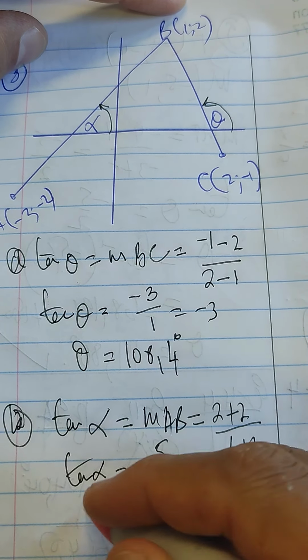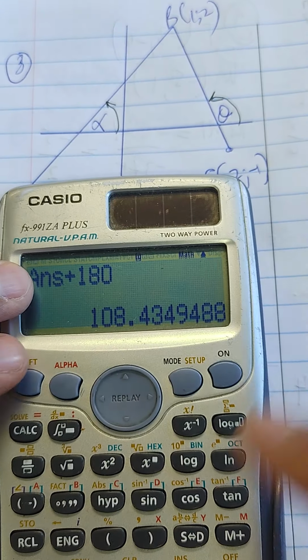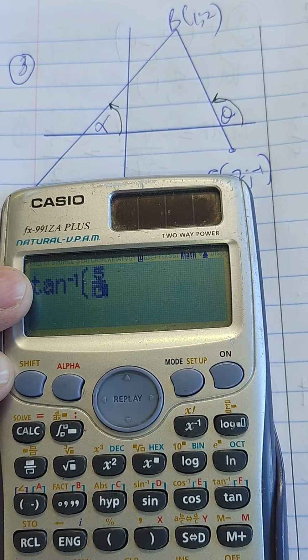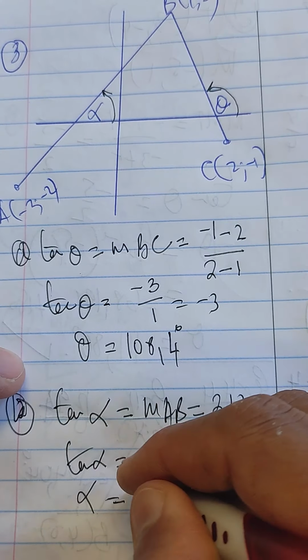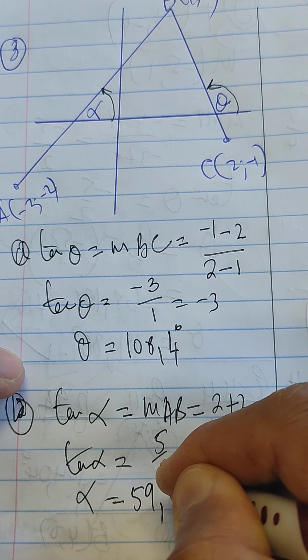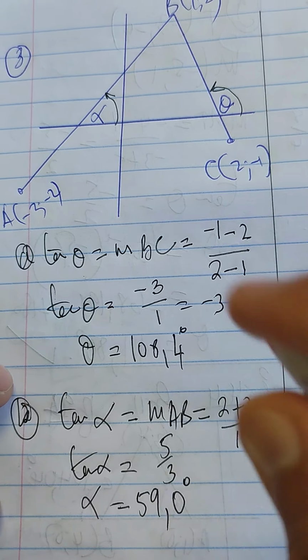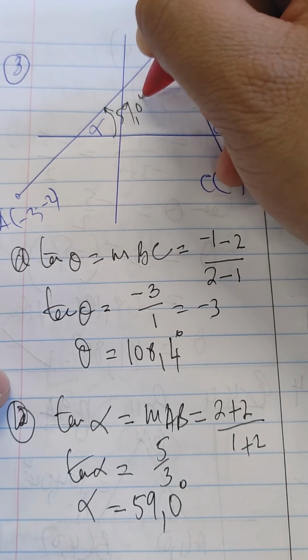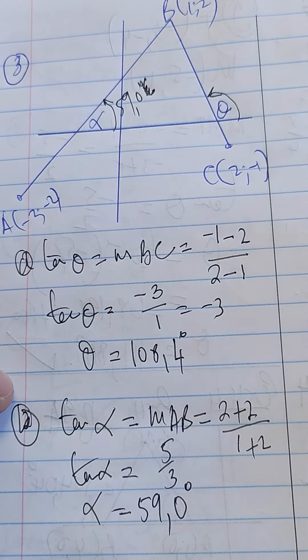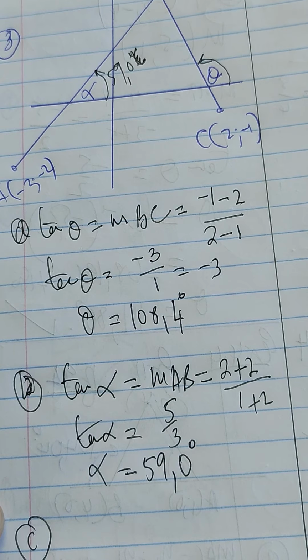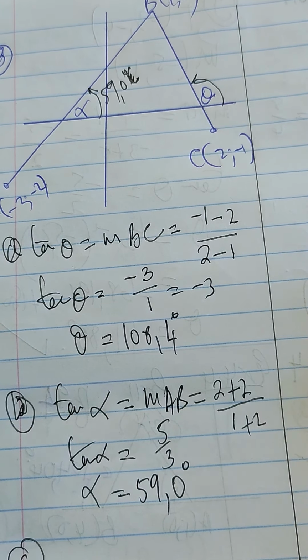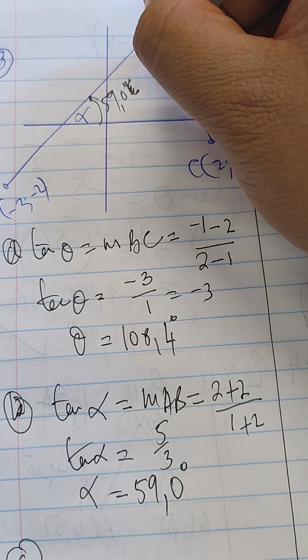Okay? So now we got arctan of 5 over 3. Arctan of 5 over 3 gives me 59.04, so 59.0 degrees. That's in degrees, no? The question is to calculate the size of angle B.